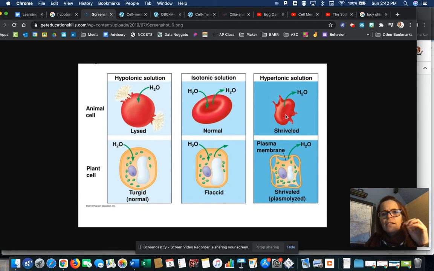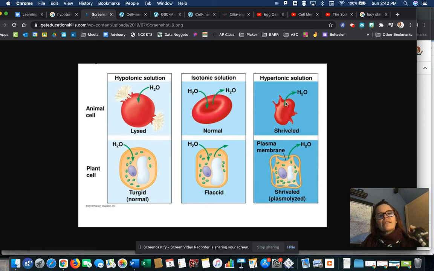A hypertonic solution is when there is less water on the outside than on the inside. The percentage of water is less on the outside than it is on the inside. So the example, this is without, we're going to talk about water potential very specifically, but just without talking about the actual numbers. Let's give you some percentages.